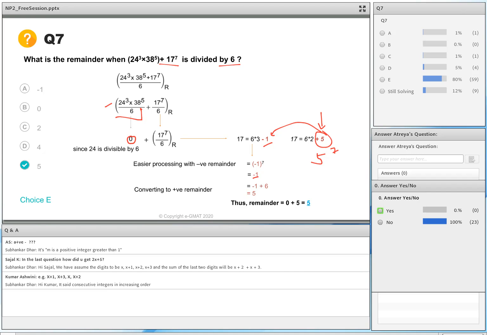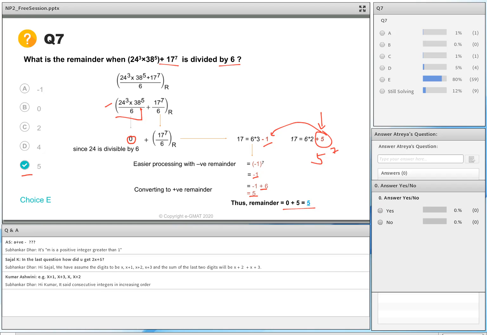Can -1 be the answer? No, it cannot, because negative remainders cannot be the answer. I need to change that into a positive remainder. How do I do that? I add the divisor once more to bring back the answer. So I get 5, and then I can say that choice E is the correct answer choice.